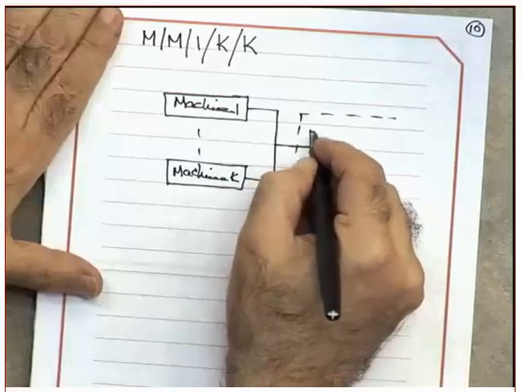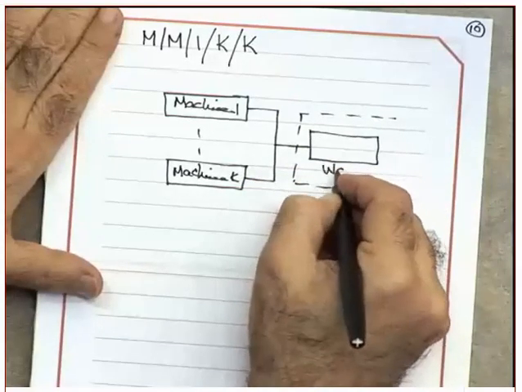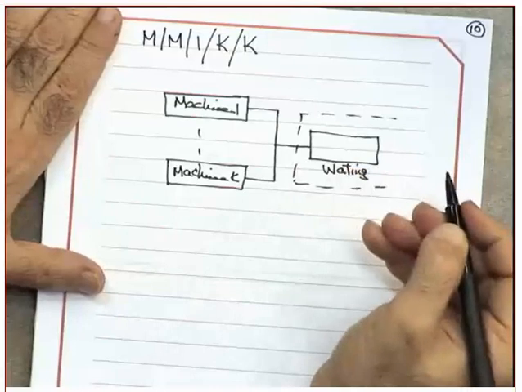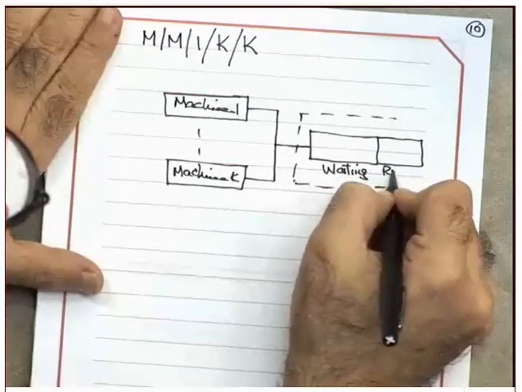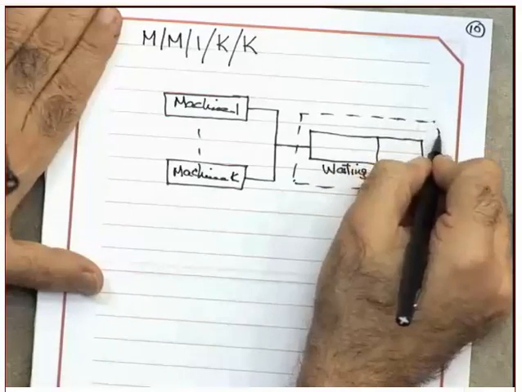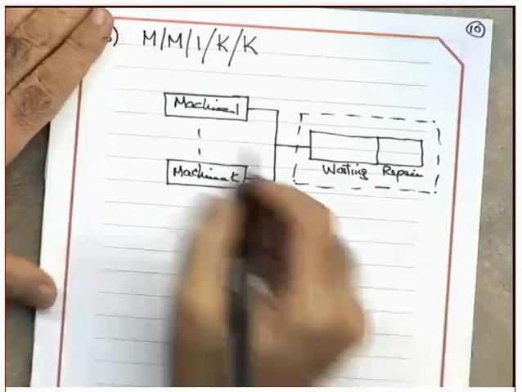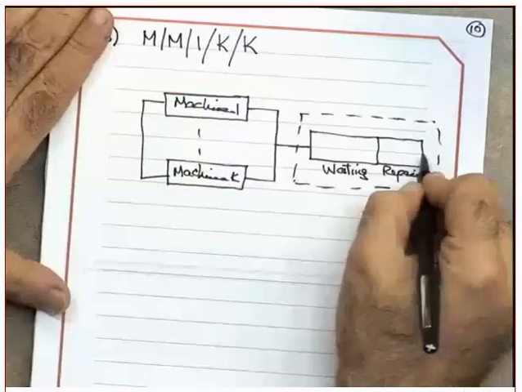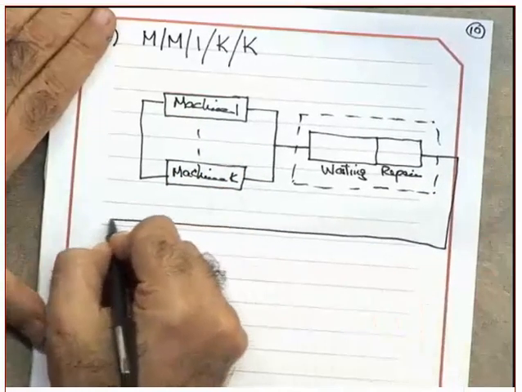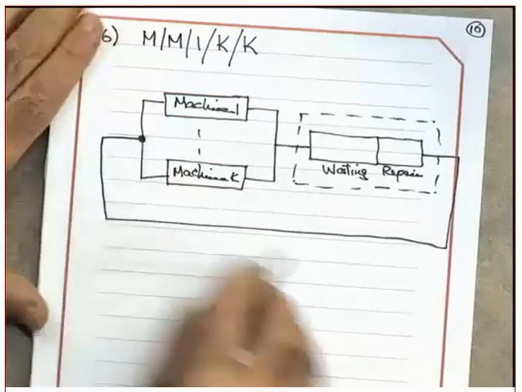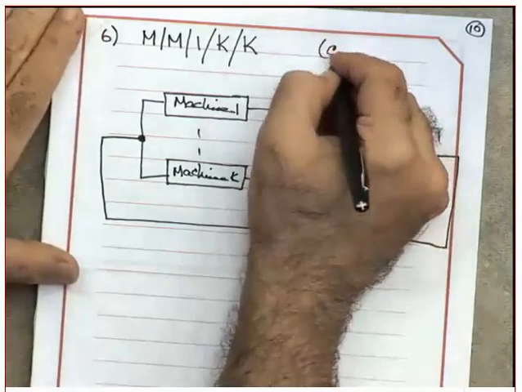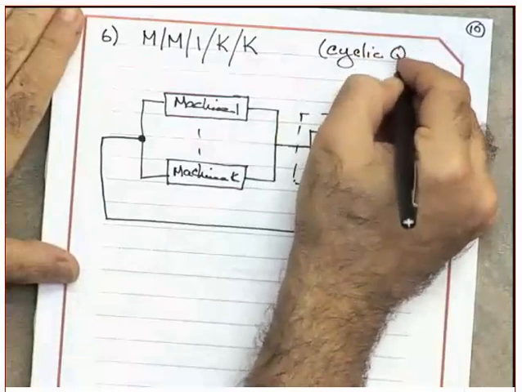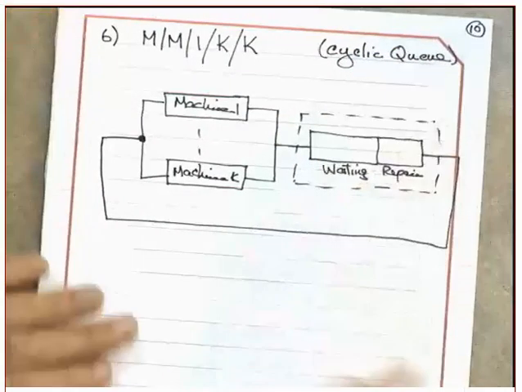I have the waiting room. Waiting. And then repair. And then, once it is repaired, it goes back and joins the operating space. Are you following me or not? Sometimes they also call this a cyclic queue, one of the most important models in queueing.